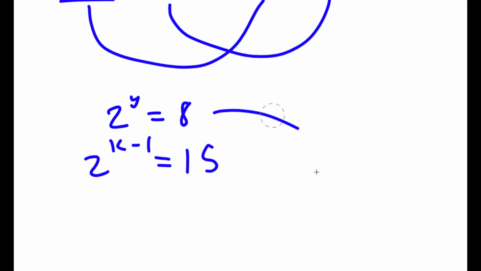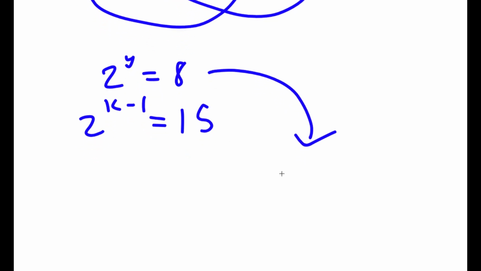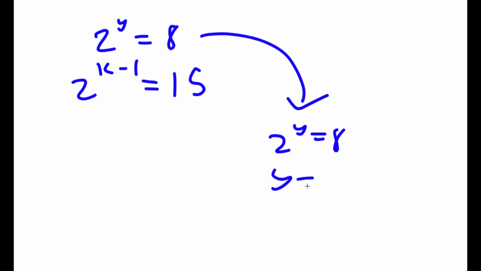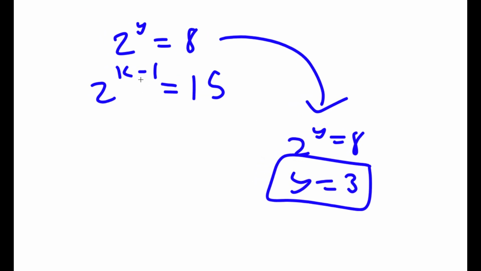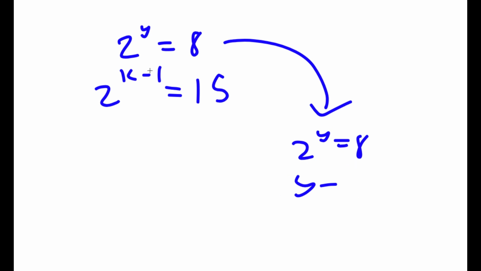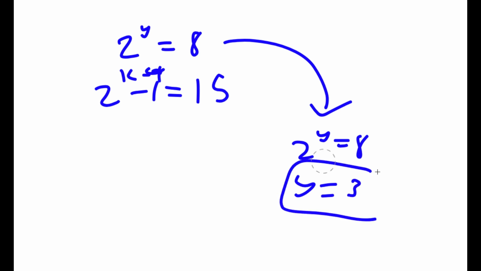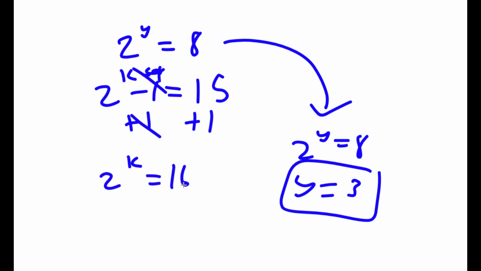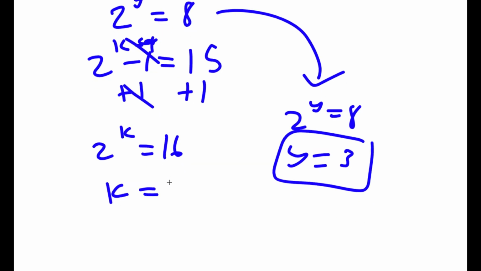So let's first start off by solving 2 to the power of y equals 8. Well, we obviously know that y is equal to 3, because 2 to the power of 3 is equal to 8. Now for this one, it is actually 2 to the power of k, minus 1. The negative 1 is not part of the exponent. So I'm going to start off by adding 1 on both sides. So I get 2 to the power of k is equal to 16, meaning k is equal to 4.